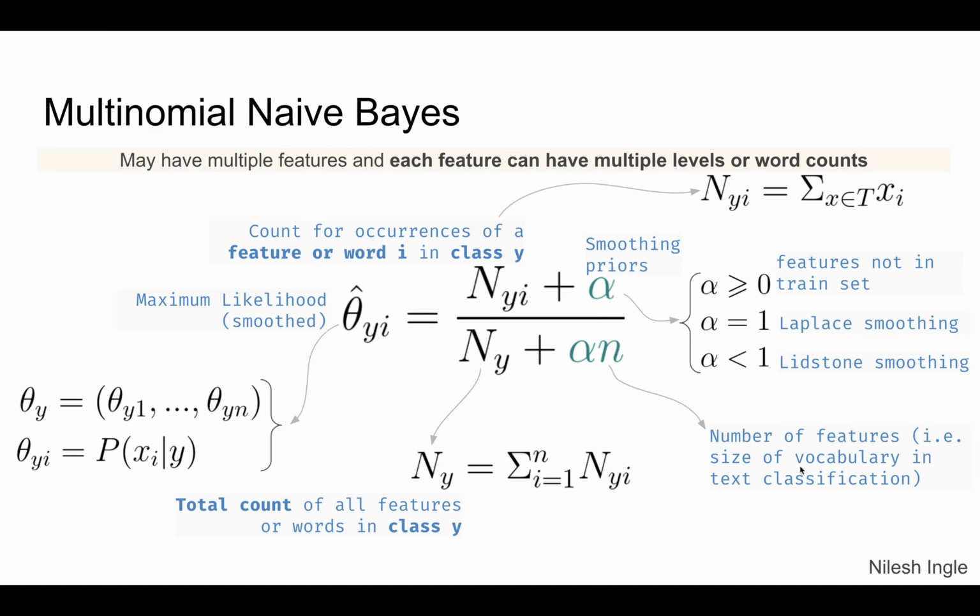So what I mean by size of a vocabulary is, let's say you have a document that could be just a sentence of 3 words: this is a slide. Then the vocabulary would be this, is, and slide, 3 words. Now this theta is the probability of xi given y. That's the likelihood.